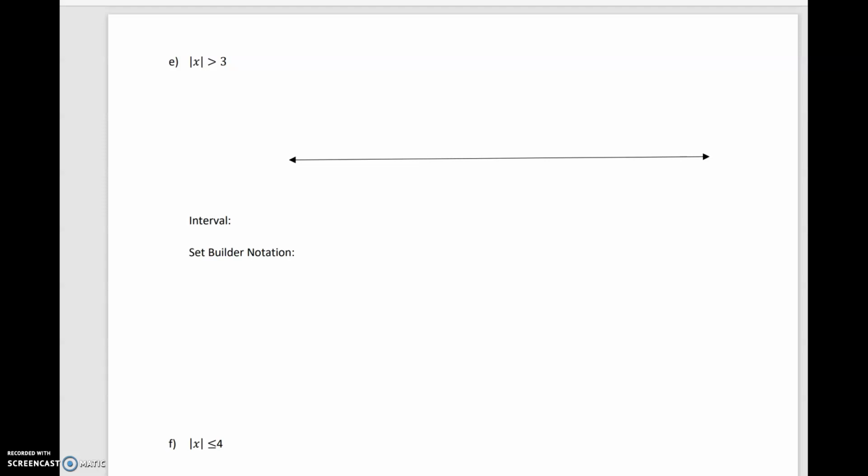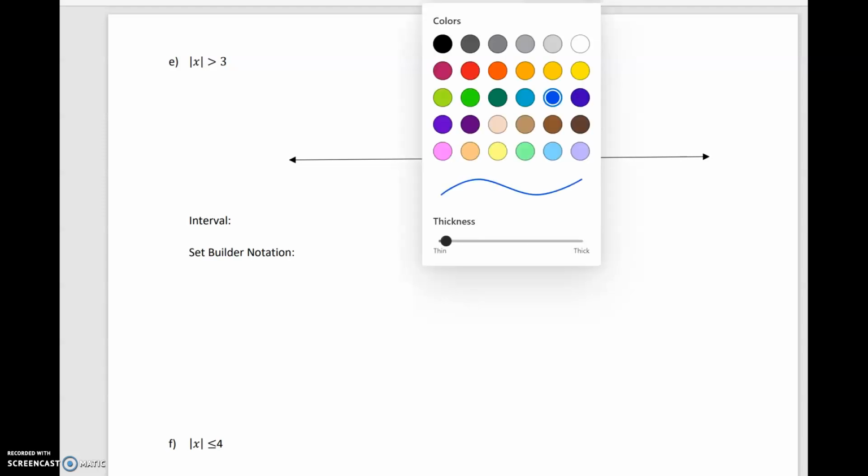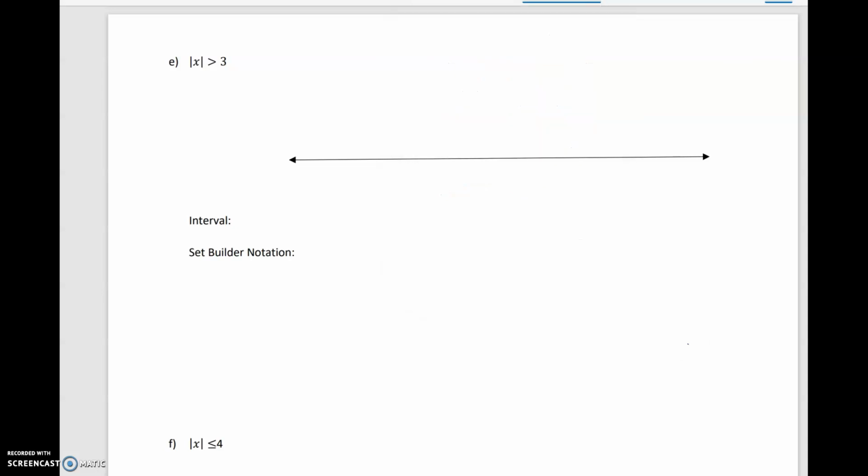Hi class, we need to take a look at problem E. Now, problem E is a little bit different than the inequalities that we did earlier. And this is because of the following. Notice that the actual statement has an absolute value. And absolute value means distance away from zero.